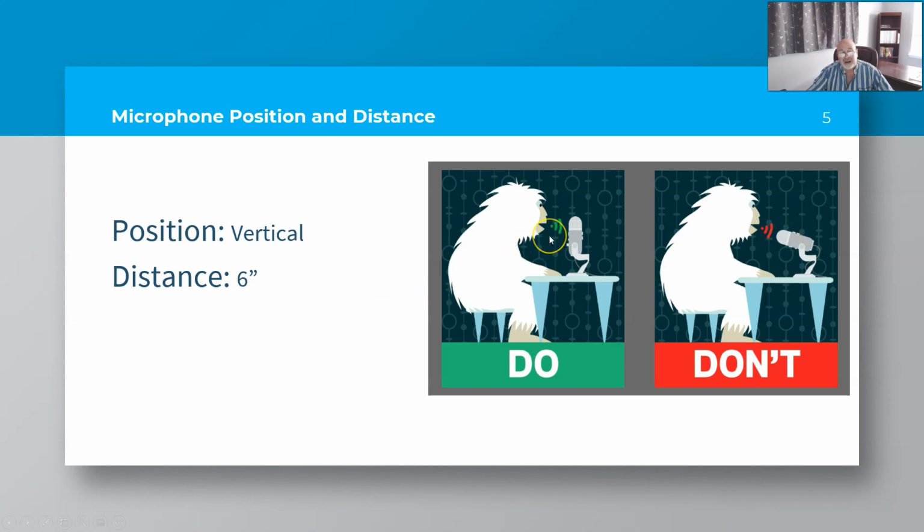The optimum distance is roughly six inches. A lot of people love to get really up close and personal with a microphone. It softens some of the sounds, and it actually increases the bass. But for optimum levels for the Blue Yeti, you want to keep right at about six inches.